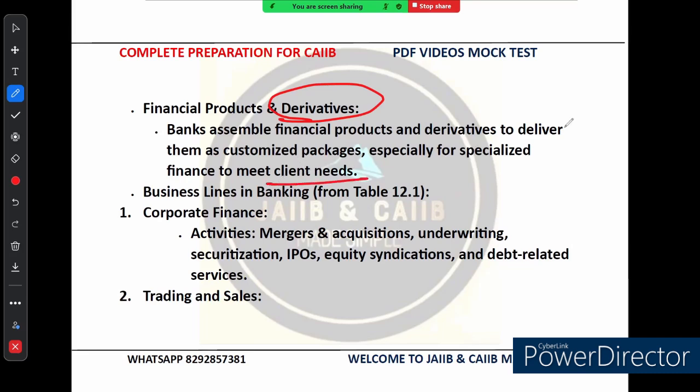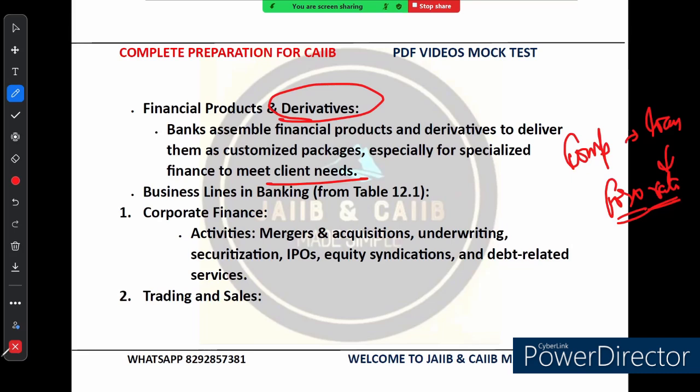For example, let's say a company needs a loan. So there is a company which needs a loan, but they also want to protect themselves from changes in the forex rate. The bank might offer them a loan package with a derivative that locks in a certain exchange rate, so the company won't lose money if the currency value changes. Right, hopefully you have understood how financial products are linked with derivatives.